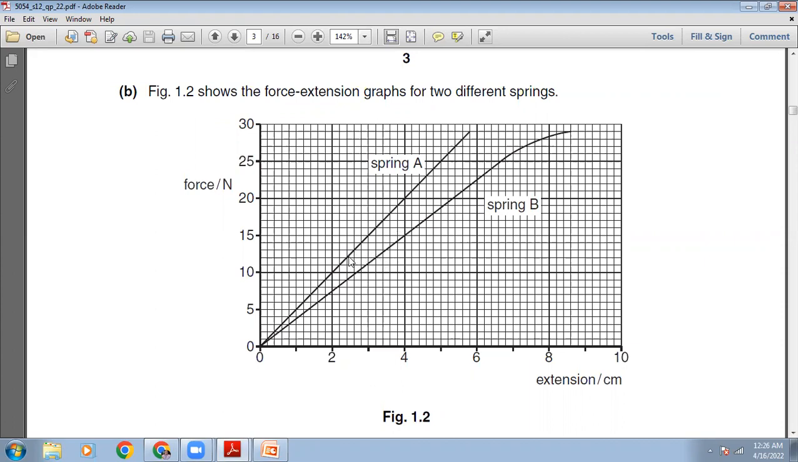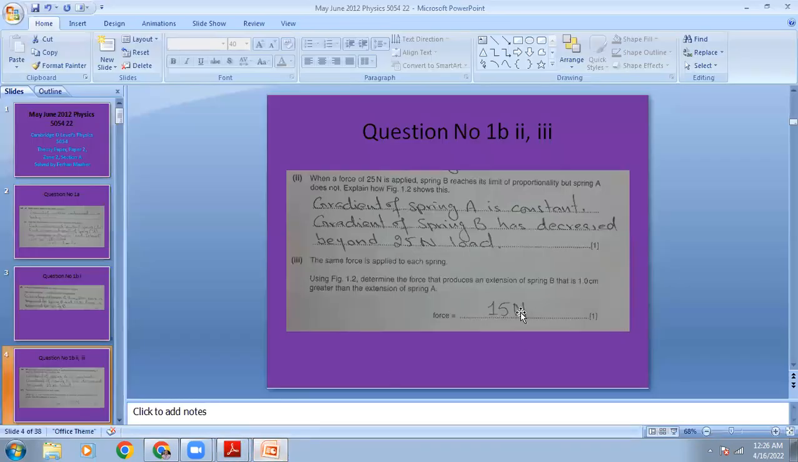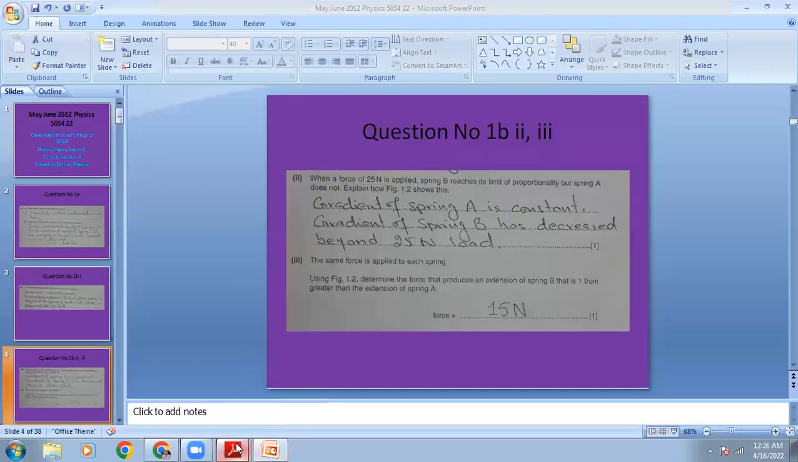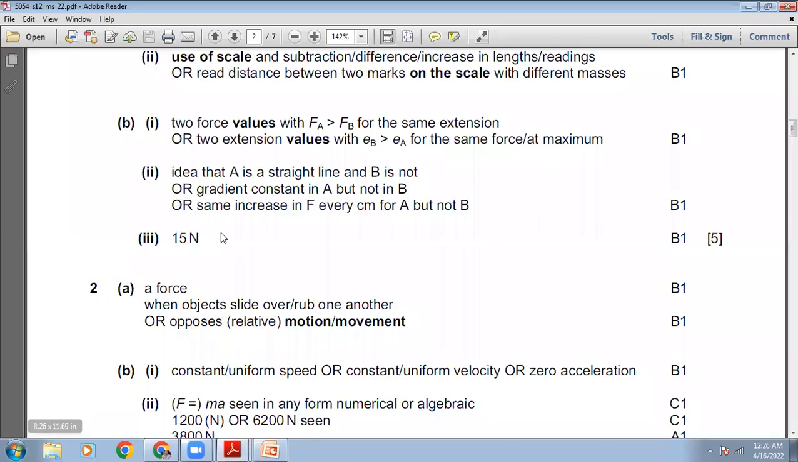So 1, 2, 3, 4. No. 1, 2, 3. Okay, no. 1, 2, 3, 4, 5. Yes, here we go. At the force of 15 Newton, 1, 2, 3, 4, 5. At the force of 15 Newton, the difference between the extension of spring B and the extension of spring A is 1 centimeter. So 15 Newton is the answer. 15 Newton is the right answer, sir.